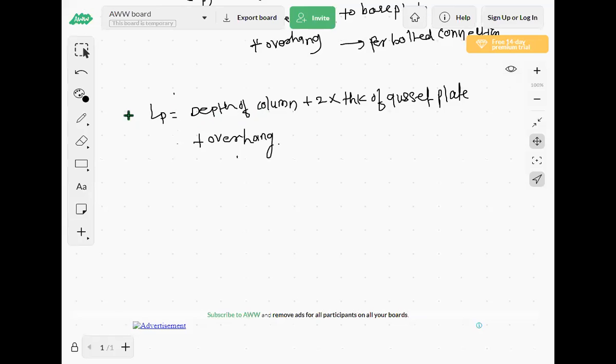But if we use the welded connection, then depth of column plus 2 into thickness of gusset plate plus overhang, because directly we are welding to the column and gusset plate. Are you getting? So here we are not using the cleat angle. So this formula is for the welded connection.